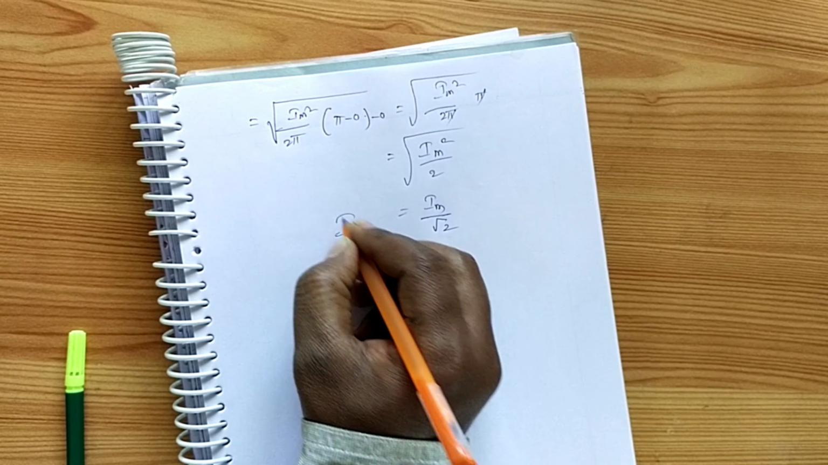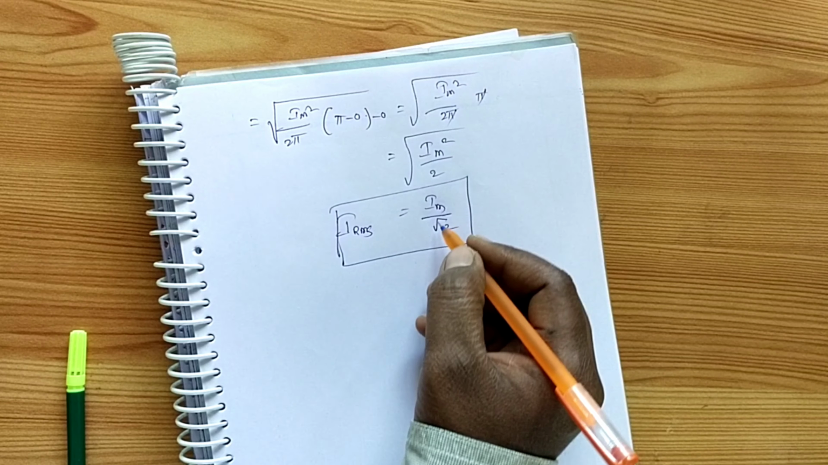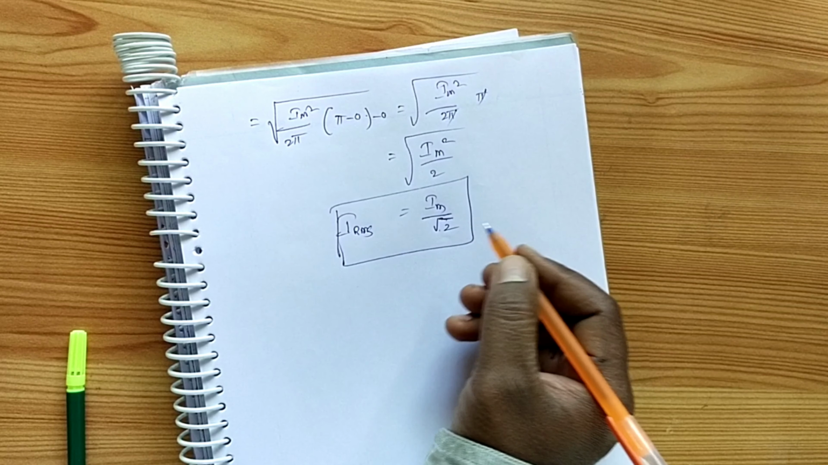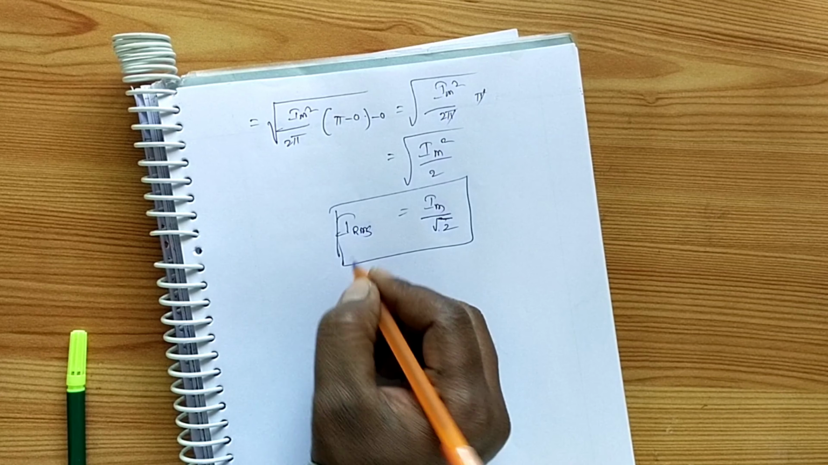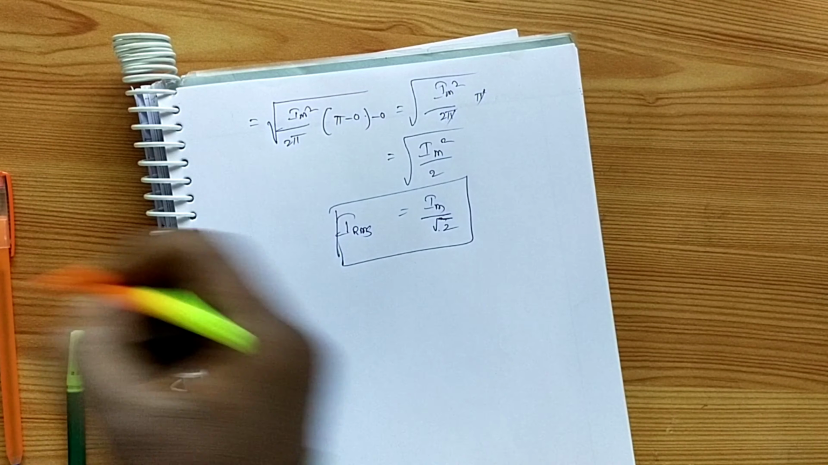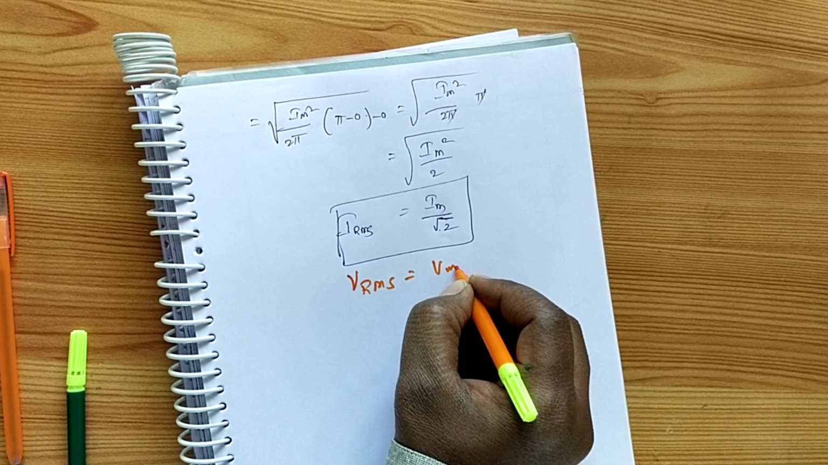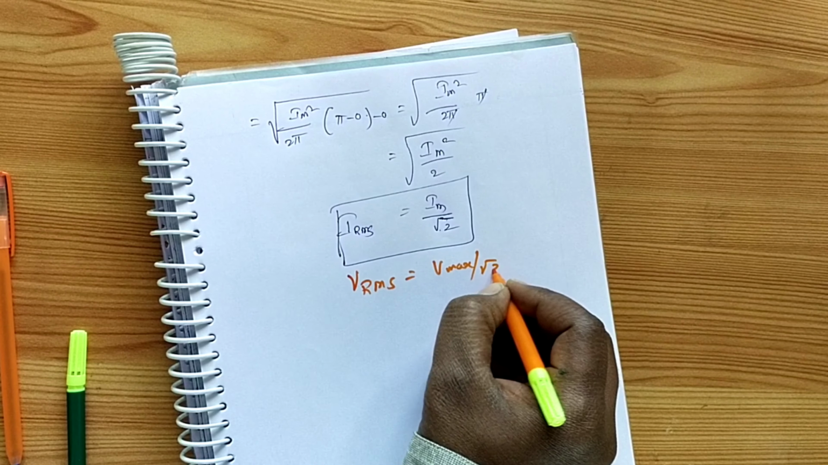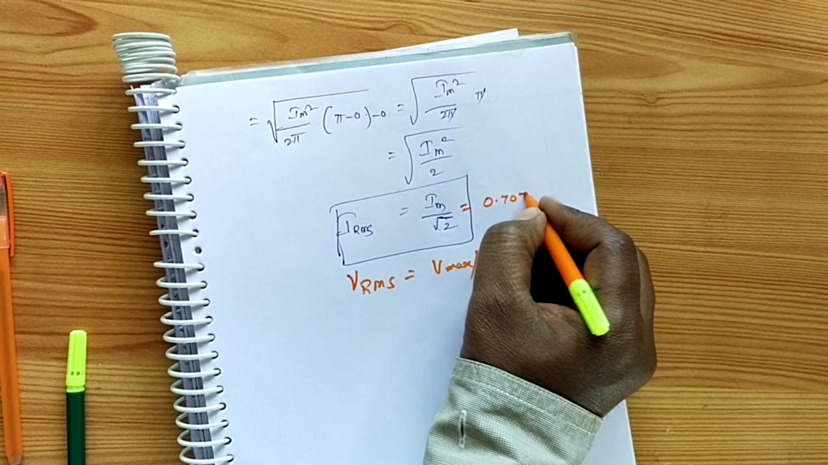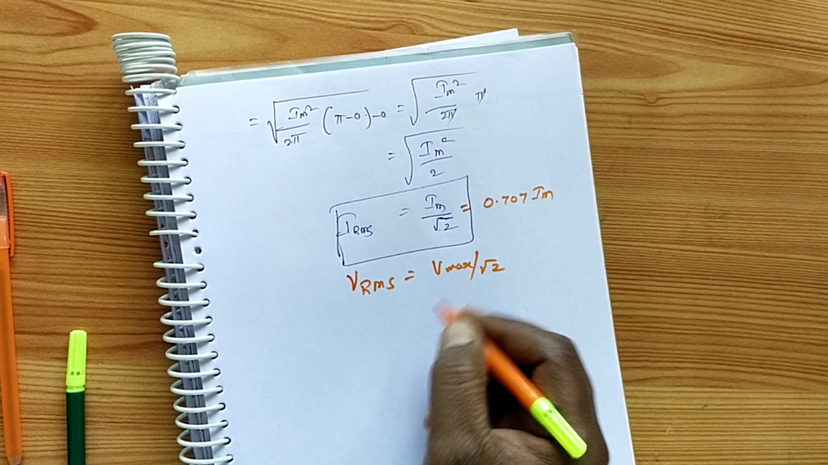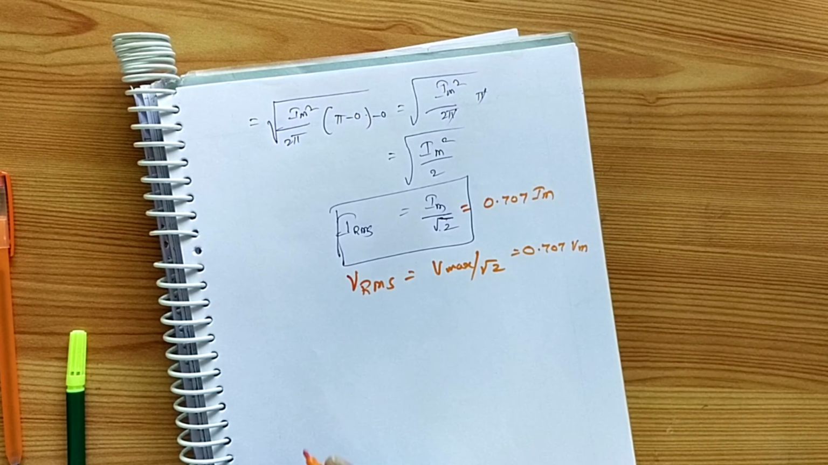IRMS value is given by Imax by root 2. If you remove the root, Im will come. After that we are dividing with root 2. This is known as RMS value of alternating quantity, IRMS. Similarly, we can write VRMS also. VRMS equal to Vmax by root 2. What is the 1 by root 2 value? 0.707 Im. It is also known as 0.707 Vm, Vmax.